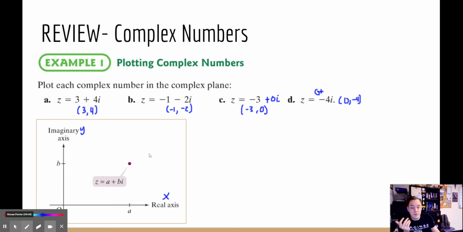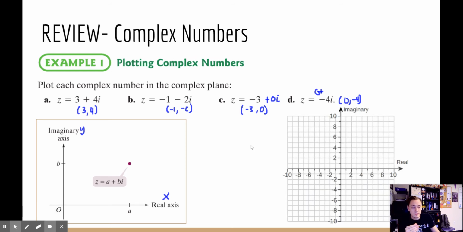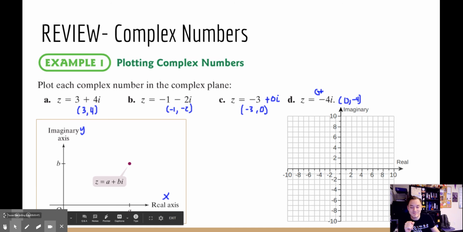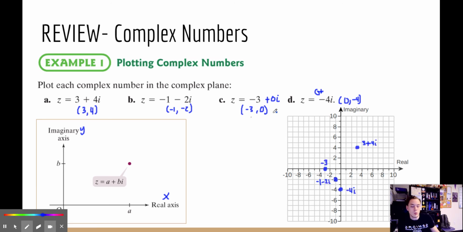So given all that information, plot it. Let's see if you can plot it. Pause the screen, plot it, see if you can just do it really quick, and then we'll see what happens. Cool. So this is what you should get. Notice how I label them in their complex number form, not their ordered pair, because technically you don't write an ordered pair in complex numbers. Their ordered pair is its complex number form. So we would write the actual complex number form, which is what I did. And those are all the points. Okay? Very simple stuff. Again, just review.